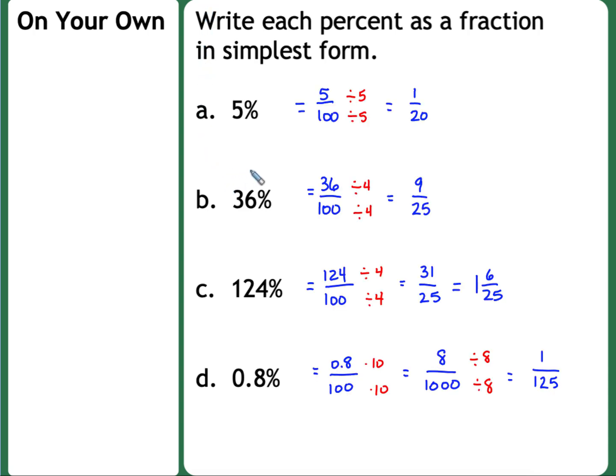All right, so A simplifies to 1/20th, 5% is 1/20th, 36% is 9/25ths, 124% is 31/25ths, or 1 and 6/25ths. Again, this 100% is the 1, 24% is 6/25ths. Together you have 1 and 6/25ths. And then the trickier one, 8/10ths of a percent, is 8/10ths over 100. First multiply by 10 to get 8 over 1,000, then simplify to 1 over 125.